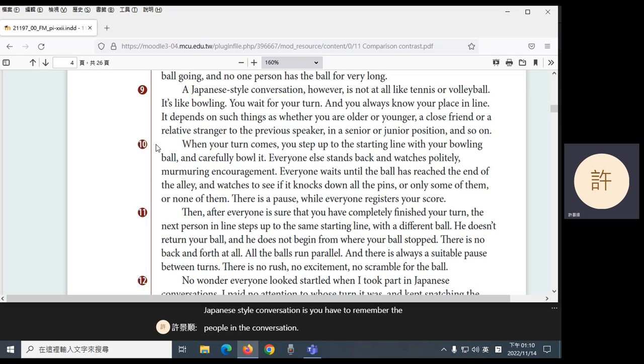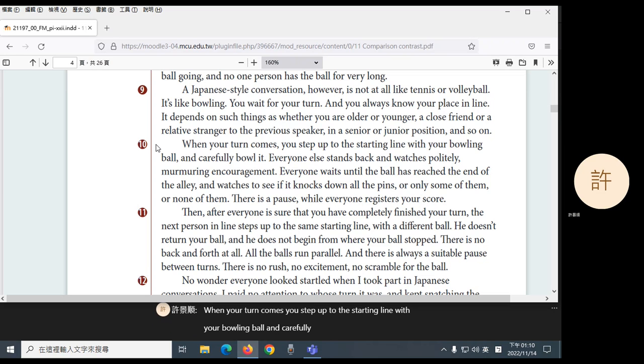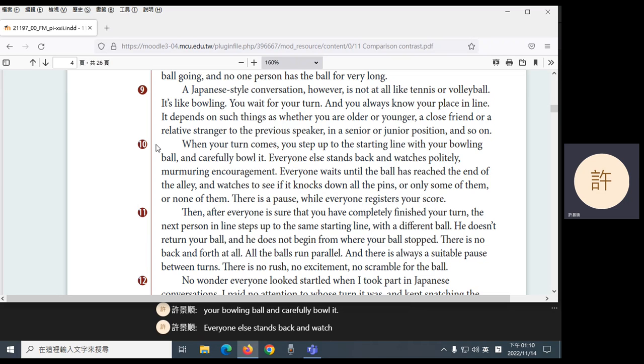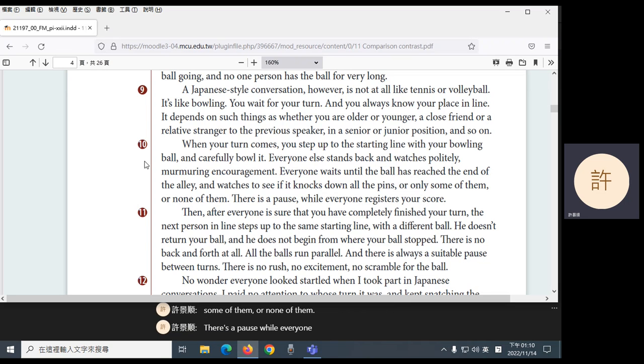When your turn comes, you step up to the starting line with your bowling ball and carefully bowl it. Everyone else stands back and watches politely, murmuring encouragement. Everyone waits until the ball has reached the end of the alley and watches to see if it knocks down all the pins, or only some of them, or none of them. There's a pause while everyone registers your score.